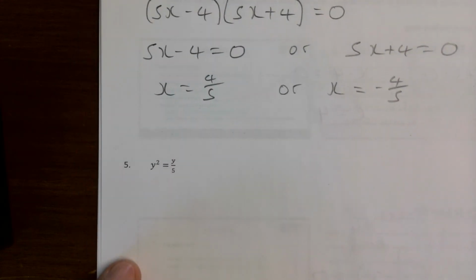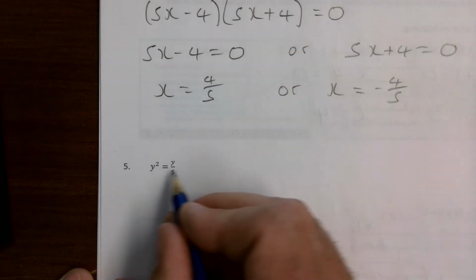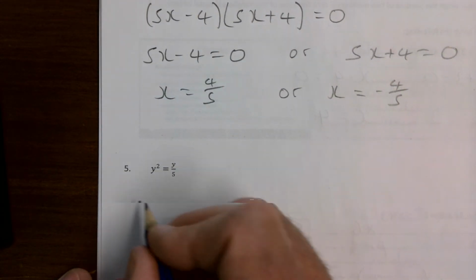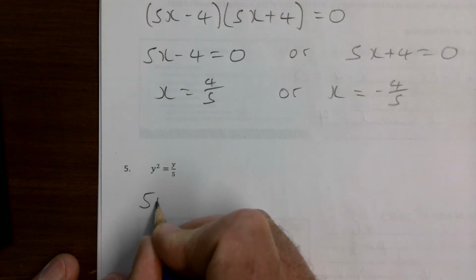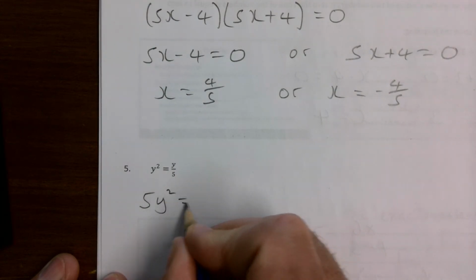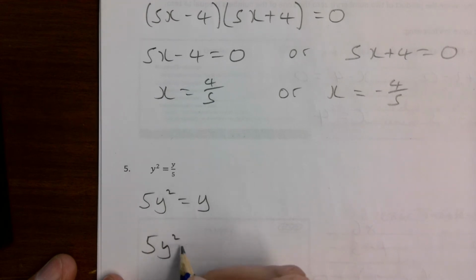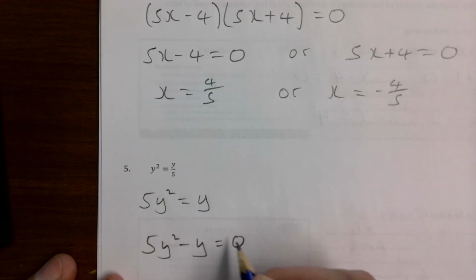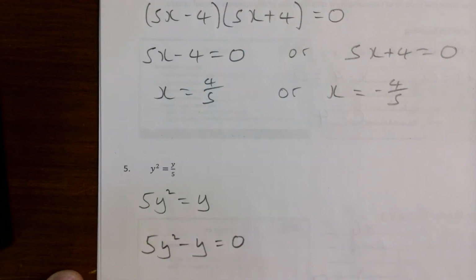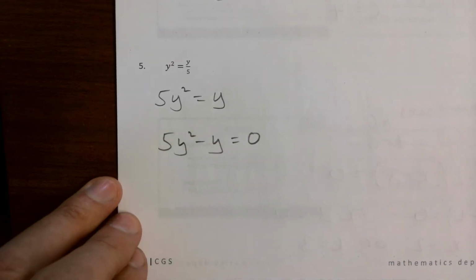Final example we're going to do here for the notes is y squared equals y over 5. Couple of different ways of doing this one, I suppose. I would times everything by 5. I don't like this fraction here, so I'm going to write it then as 5y squared equals y. For quadratic equations we generally get everything over to the one side. 5y squared minus y equals 0.